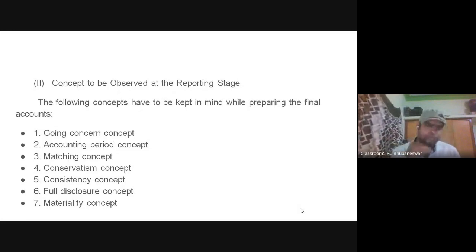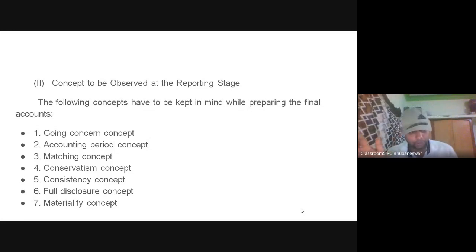Going concern concept. Going concern concept means the business is having an indefinite life, perpetual succession. बिजनेस कब खत्म होगा, कब बंद होगा, कब वो शट डाउन होगा, किसी को भी पता नहीं. Basing upon this going concern concept, we show all the assets at its book value, cost less depreciation.